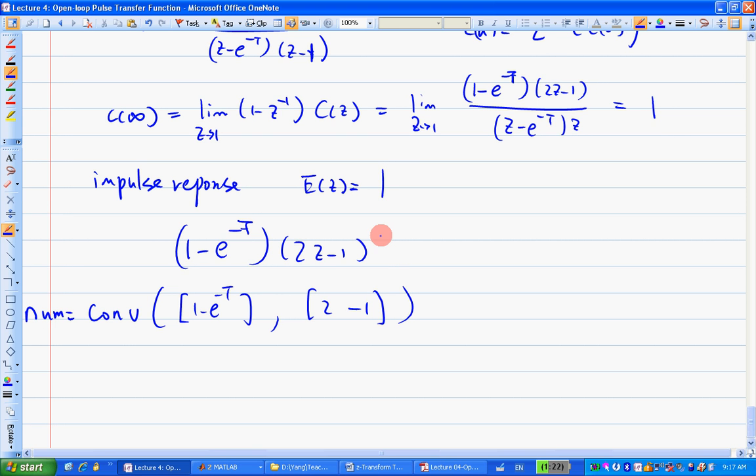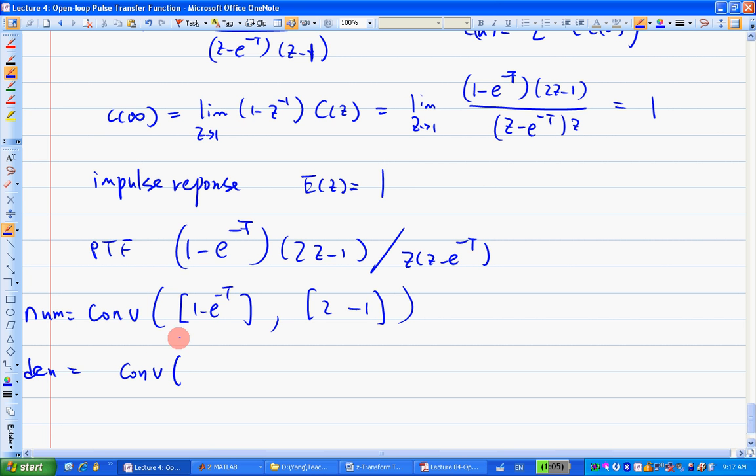I'll write down the pulse transfer function. Sorry about this. Okay, you see that, right? This is a PTF here, and the numerator of the PTF is this. Now, what is the denominator of the PTF? The denominator of the PTF is this multiplied by this, right?